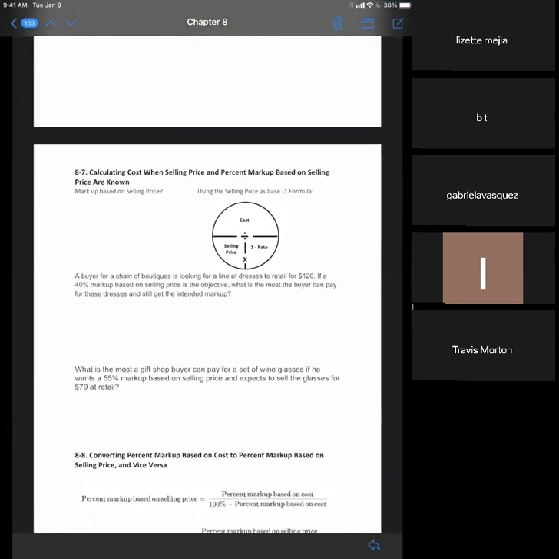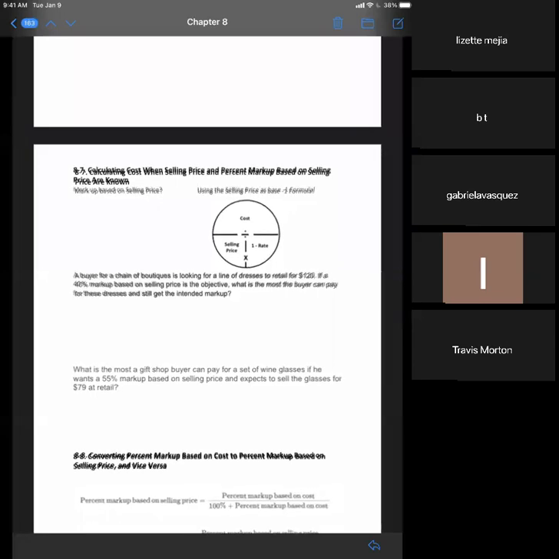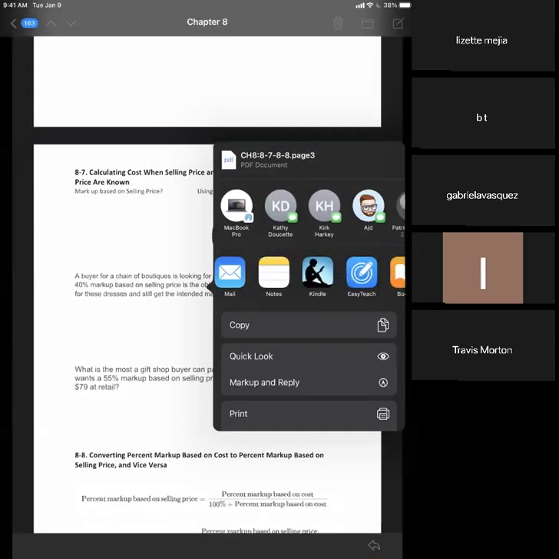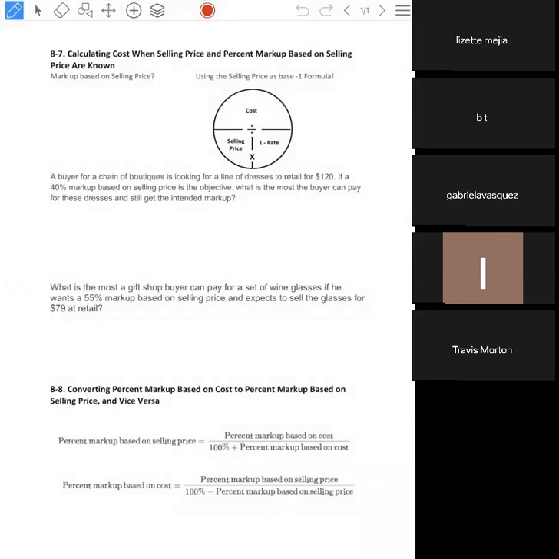Then we come to the last one here. We're still using the same formula, but we're going to be solving for the other factors this time. So 8.7, calculating cost when selling price and percent markup on selling price are known.